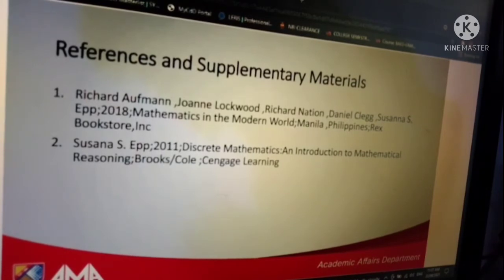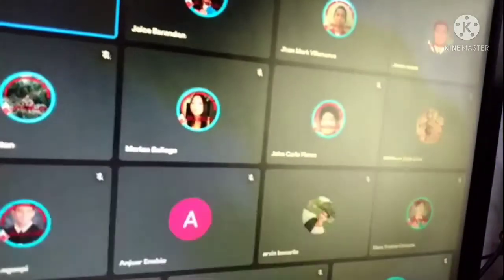Malinaw po. Okay, that's the end of the third module. Pang third week na ngayon, di ba? Tama ba? Yes po. Okay, pang third week na ngayon, medyo nakakasunod tayo. That is the end of the third module.